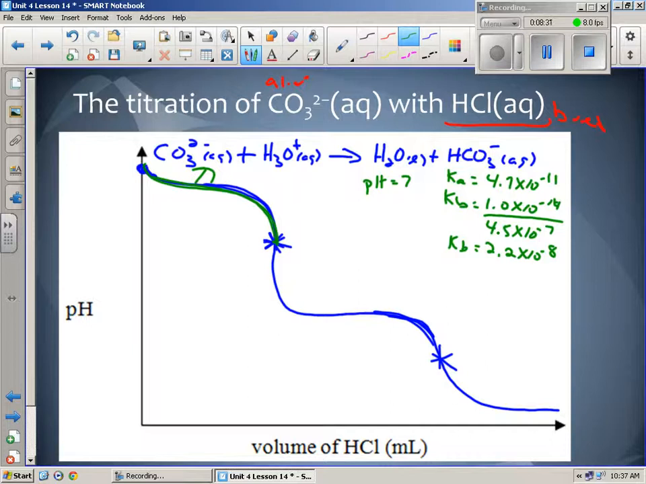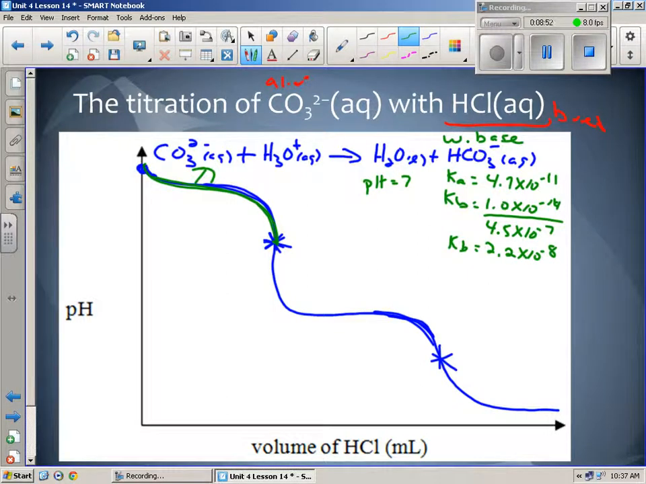So, question, is it an acid or a base? Is HCO3 minus an acid or a base? It's a base, yes, because the base is the higher number. The Kb value is higher, so it acts as a base. So this is acting as a weak base.